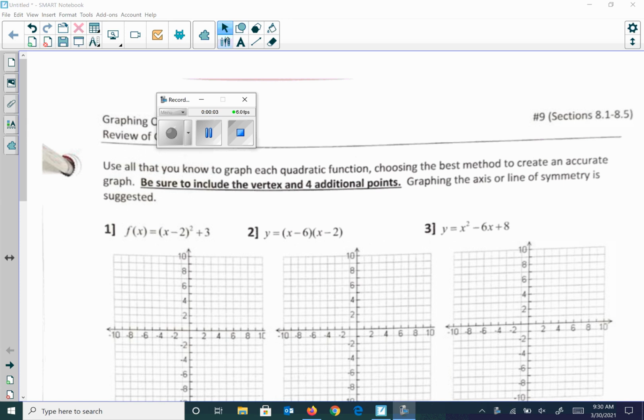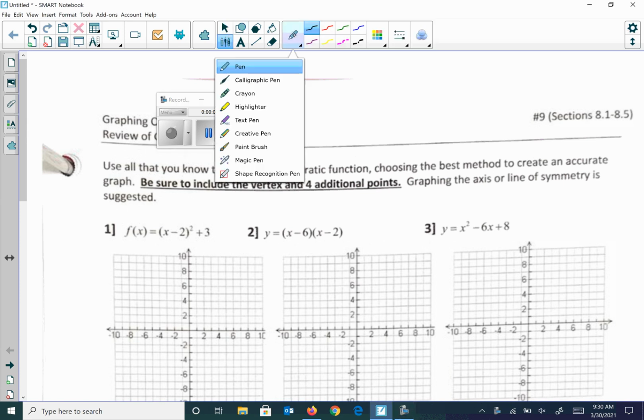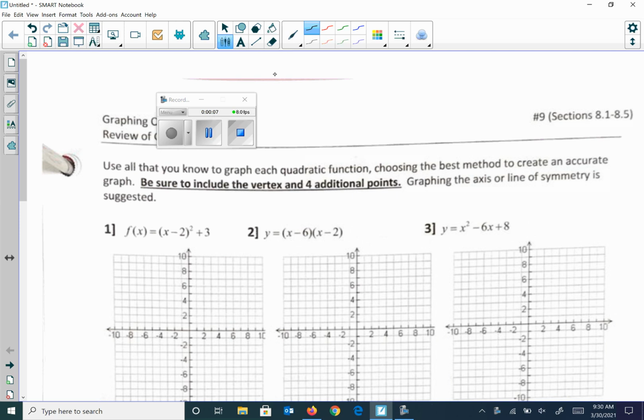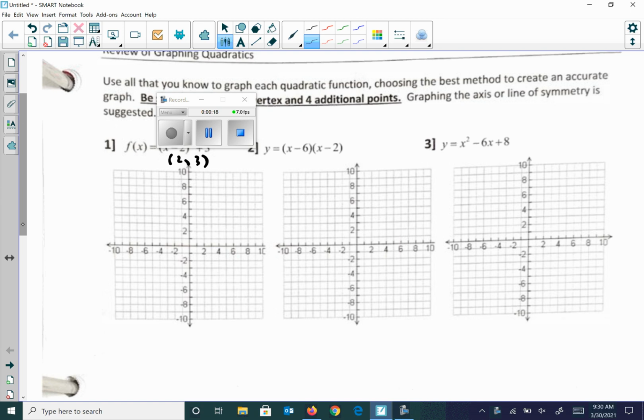All right, this is the review that we were working on for the test that we'll have next time we have class. So this one, remember, it's in vertex form. So it's opposite of what's grouped. Same with the outside. So that's my vertex. So 2, -3, or 2, 3.